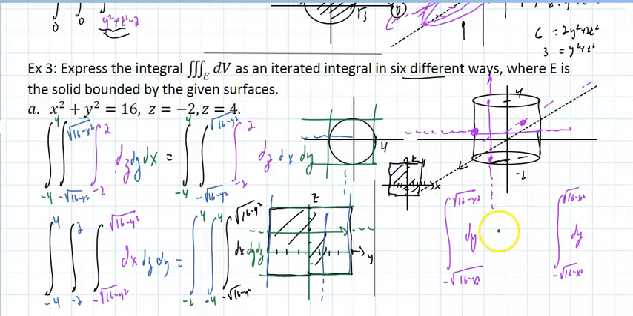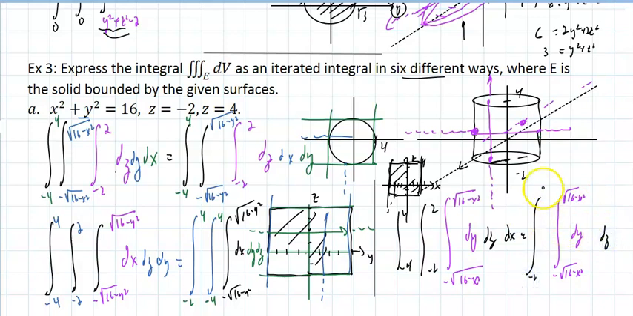And the same deal, in this case you could say, well, let's see. Let x run from -4 to 4, and z would run from -2 to 2, because that's a rectangle. Or you could say, let z run from -2 to 4, and x would run from -2 to +2.